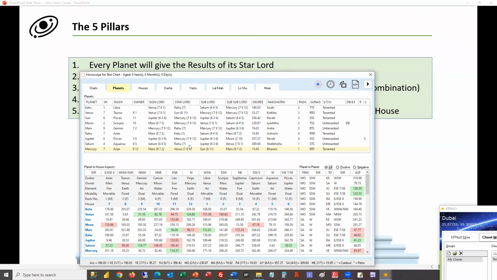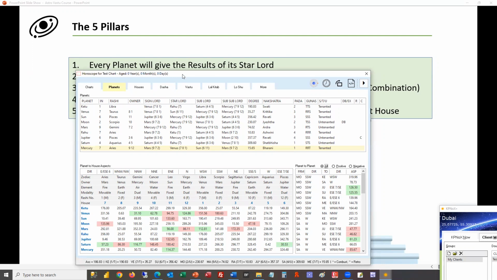How it gives, to what extent it gives, we will see that later on. But this statement you have to remember always. Any chart you analyze, apply this rule first. So any planet that you want to talk about, let's say Mars, Mars will give me the results of Rahu. That is how you read the first statement. So far, so good?